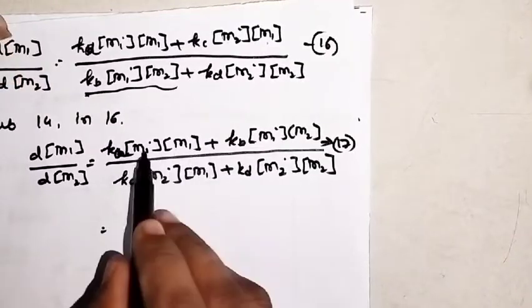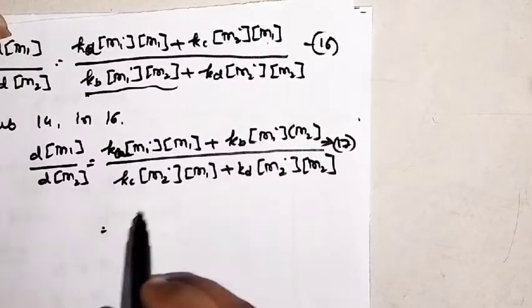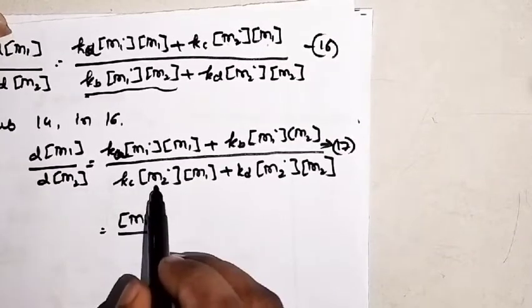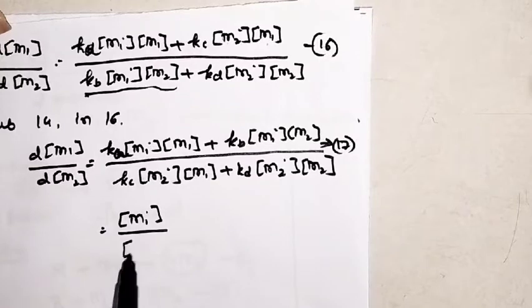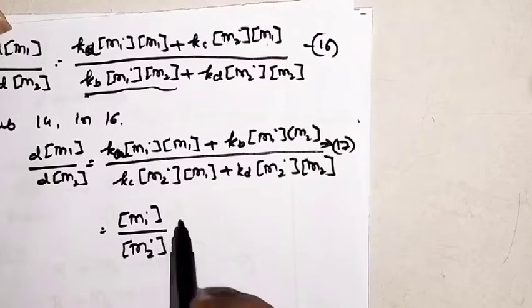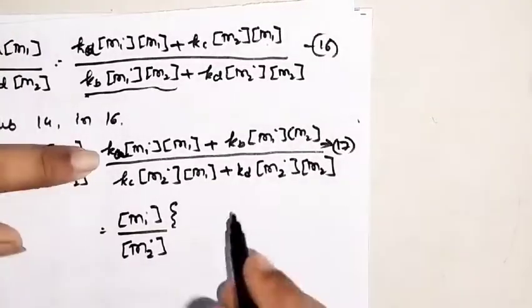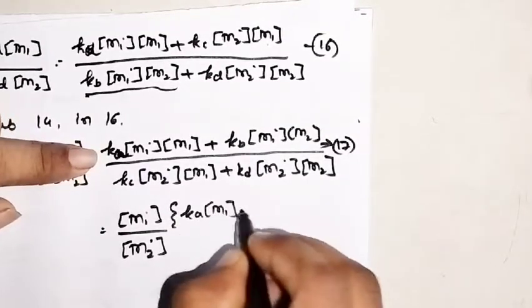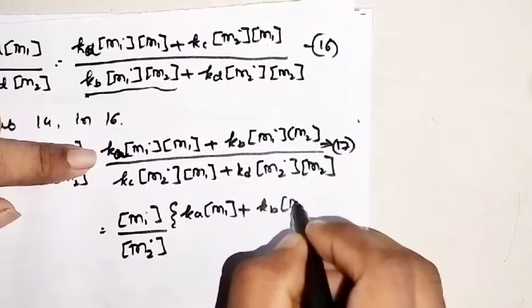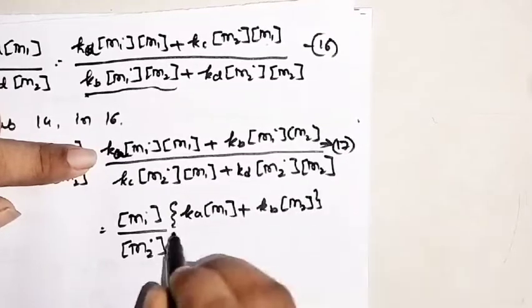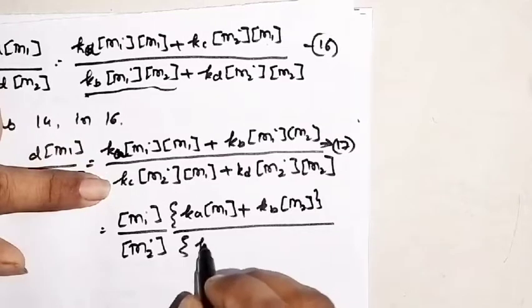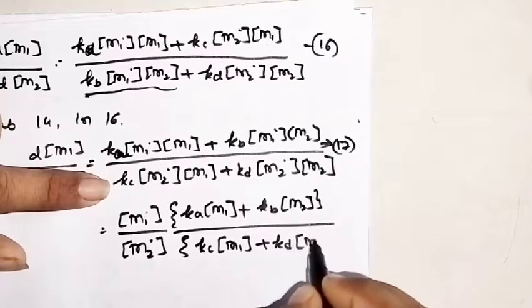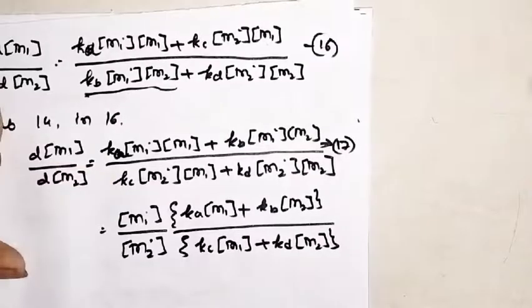So in the numerator, if you see, M1 free radical is there. I take it outside as the common term. Even in the denominator, you have M2 free radical common. So keeping it outside and writing the remaining term as such. Okay. So you will get Ka into concentration of M1 plus Kb into concentration of M2 divided by Kc into concentration of M1 plus Kd into concentration of M2. Okay, this is what you get.